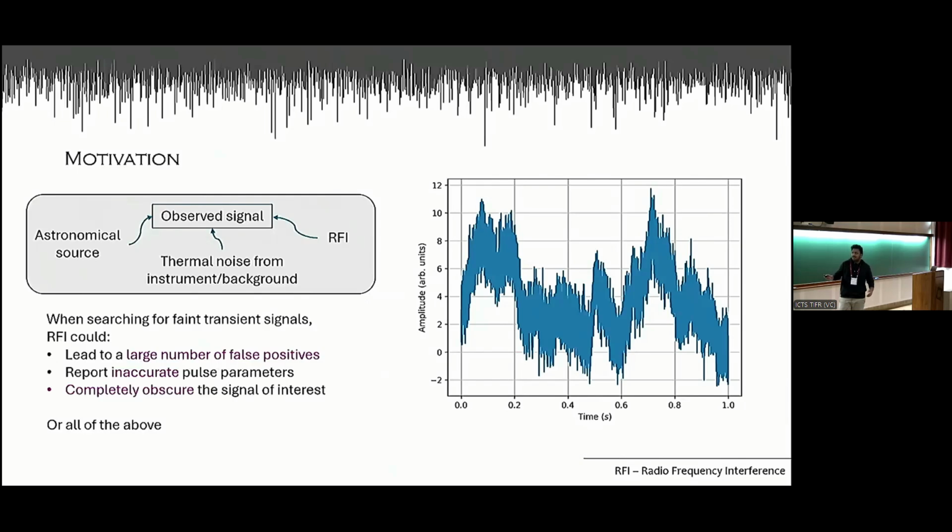When we search for faint transient signals, the RFI could lead to a very large number of false positives, report inaccurate parameters, and also sometimes completely obscure the signal, like here where you can't see the pulse. Or it can do all of the above, basically.